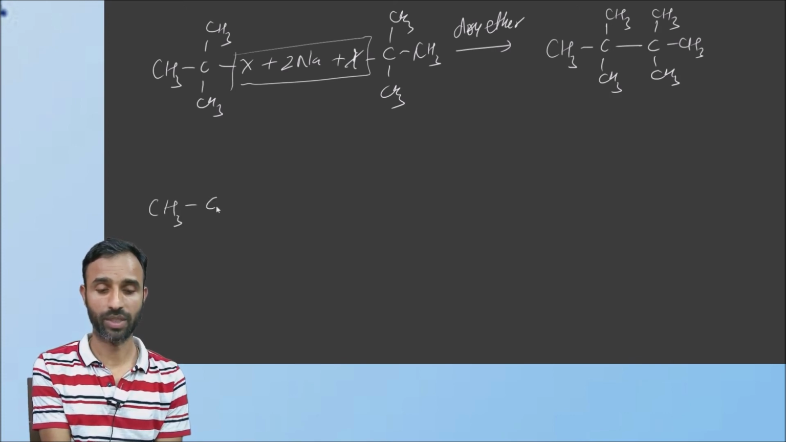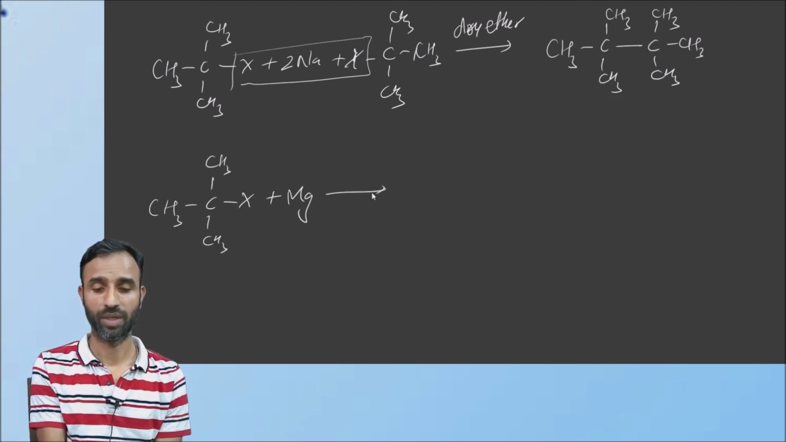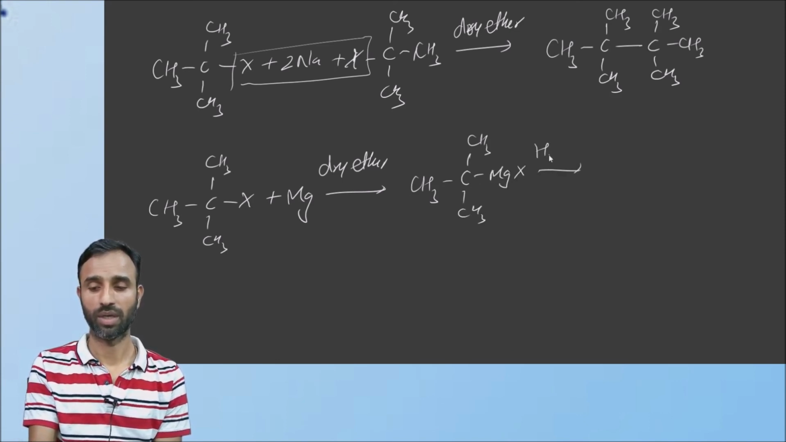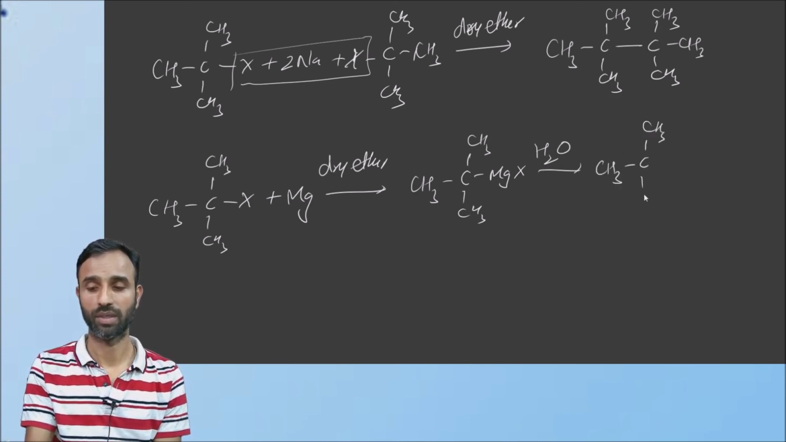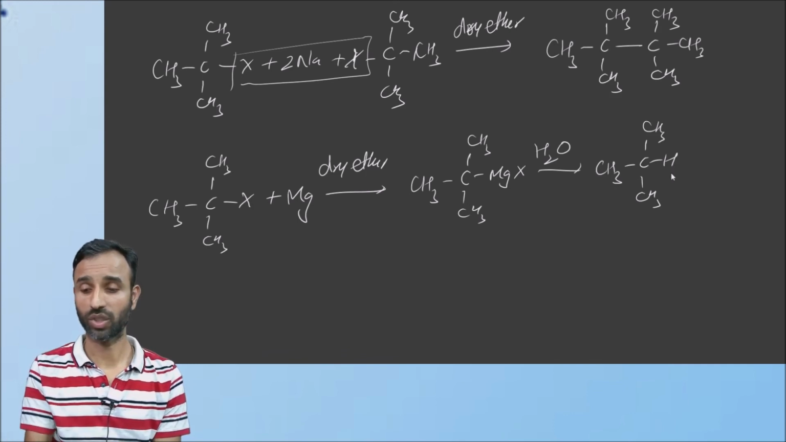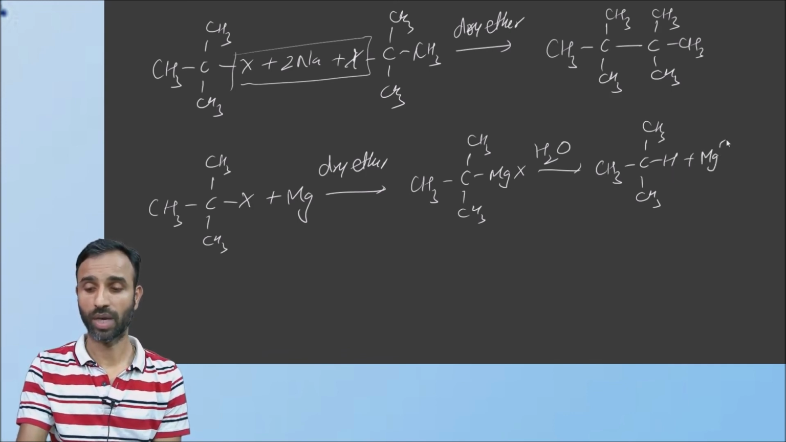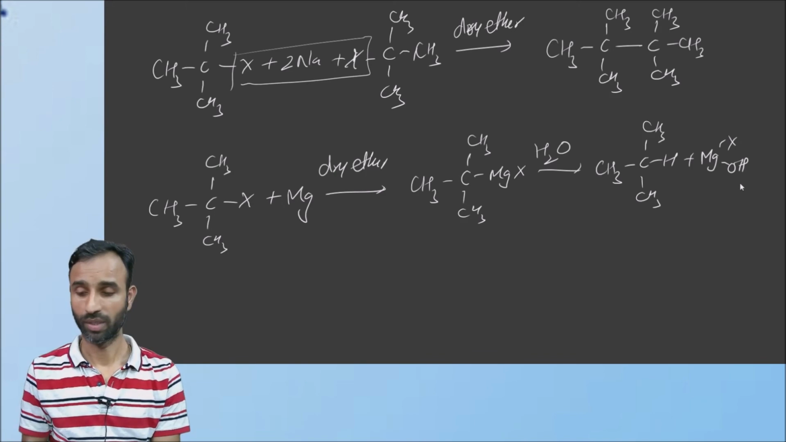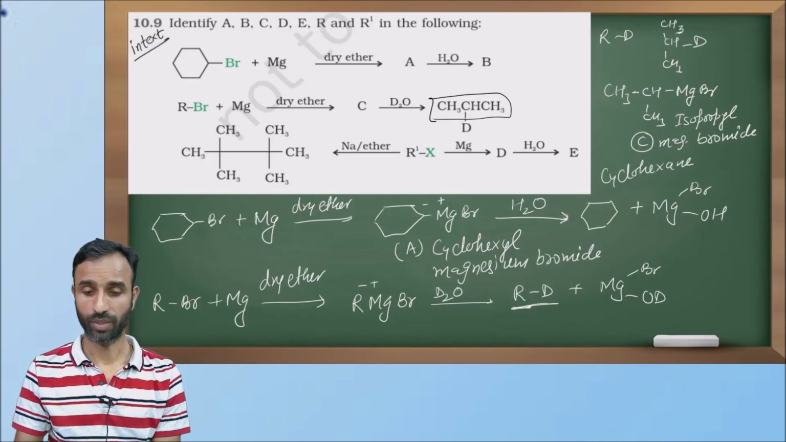And second reaction is CH3 CH3 CH3 CX with magnesium in dry ether, so we get CH3 CH3 MgX, and with H2O it will give CH3H along with MgXOH.